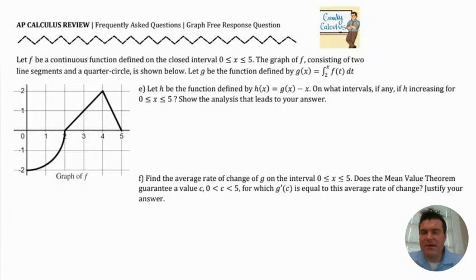For our next problem here, again, same prompt. For part E, we have h. It's a whole new function here. h is being defined by h equals g of x minus x. On what intervals, if any, is h increasing for the interval from 0 to 5? Show the analysis that leads to your answer.